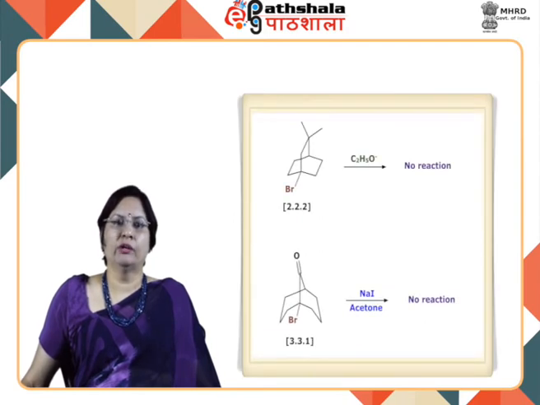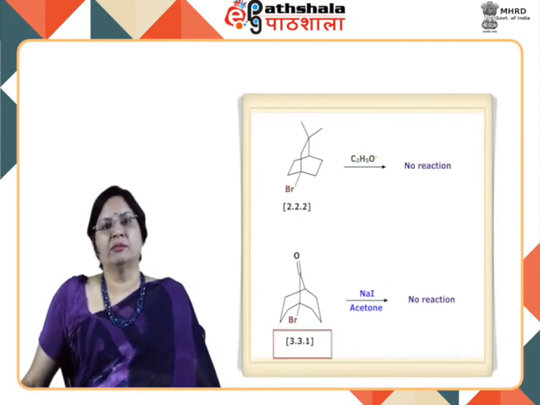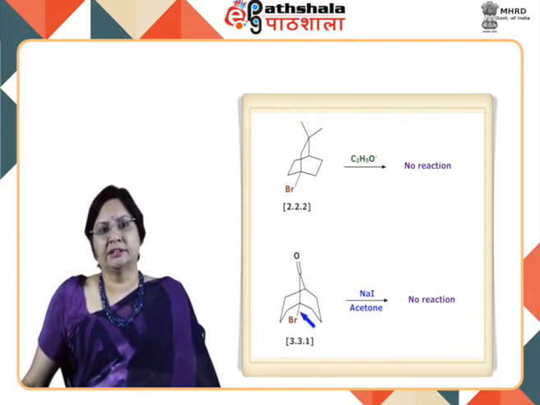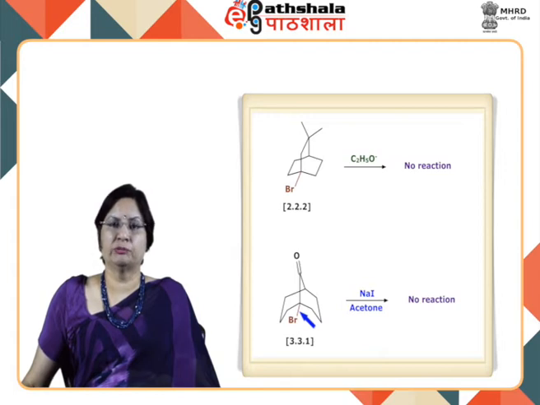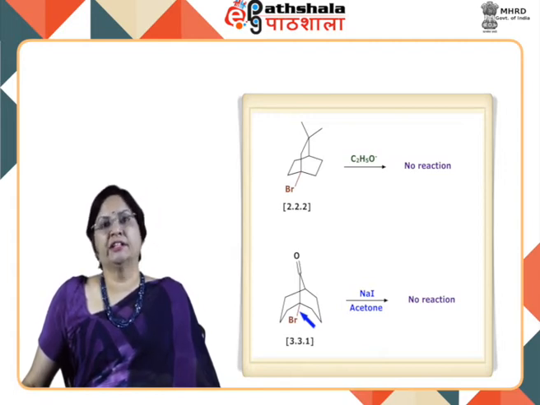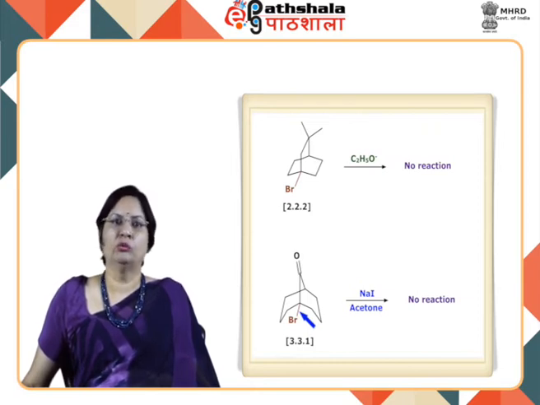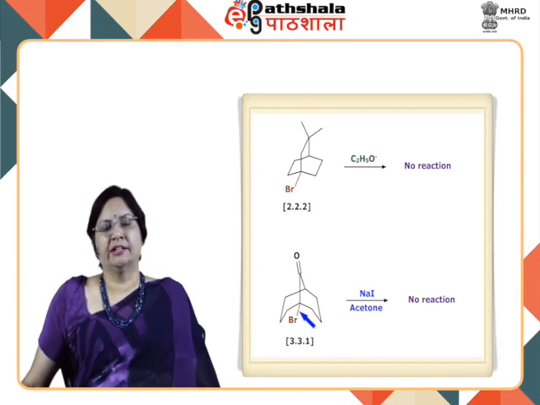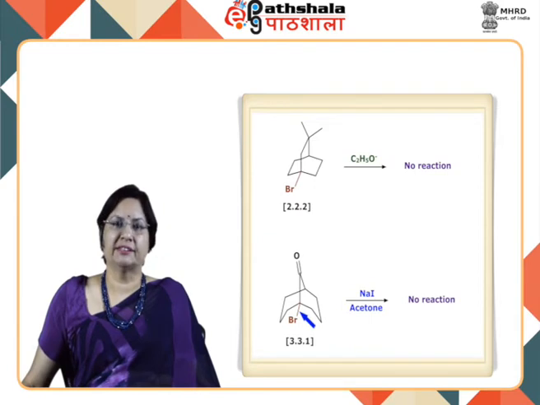Similarly, when you look at this 3,3,1 bicyclo case, what you find again is that this Br is so positioned that when this molecule is reacted with sodium iodide in acetone, which provides the appropriate SN2 condition, there is still no reaction, because the iodide ion cannot do the backside attack on this ring, which is acting as steric hindrance for the backside attack.